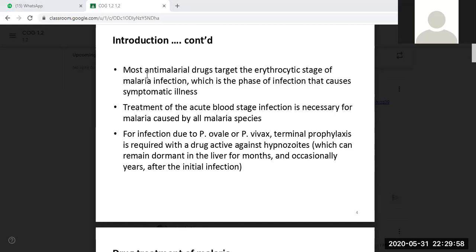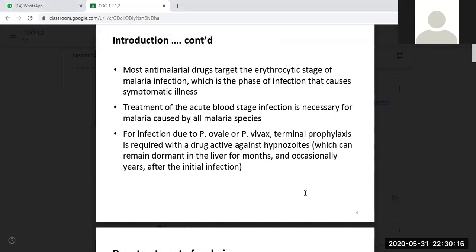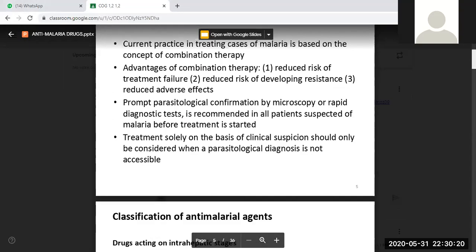Infection due to Plasmodium ovale and Plasmodium vivax requires terminal prophylaxis with a drug active against the hypnozoites. Remember, the hypnozoites can stay in the hepatocytes for months to years. So we need to ensure that we give them prophylaxis so that in a later stage they don't develop malaria.